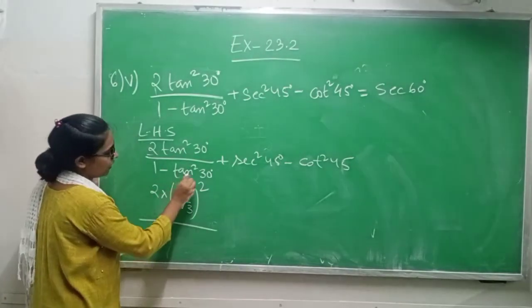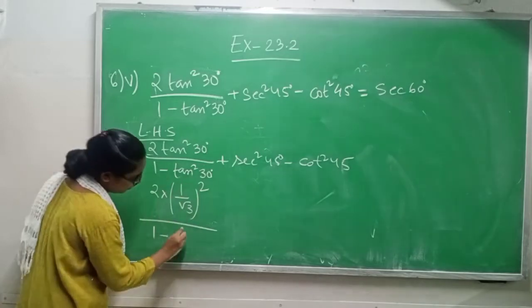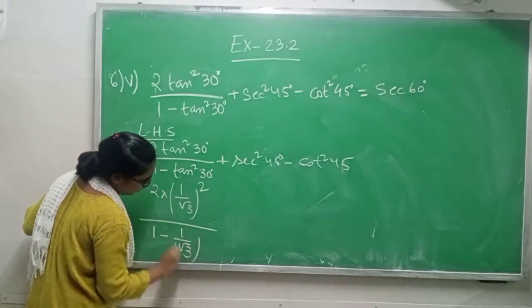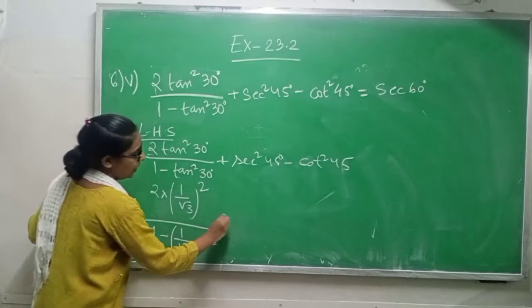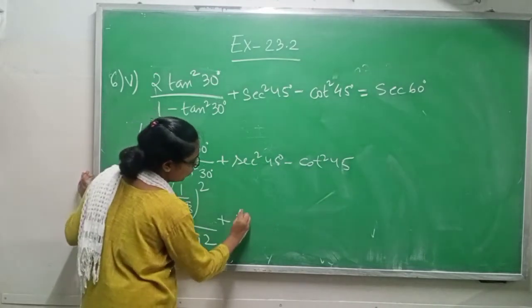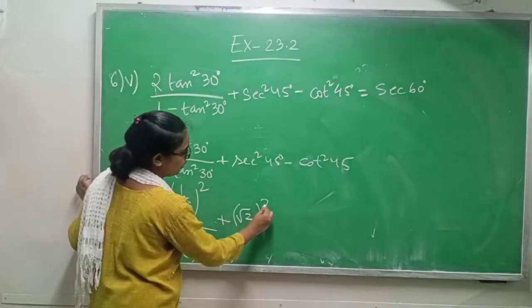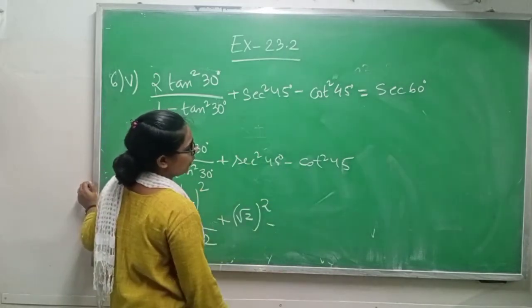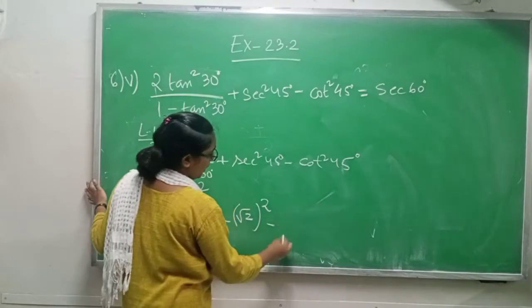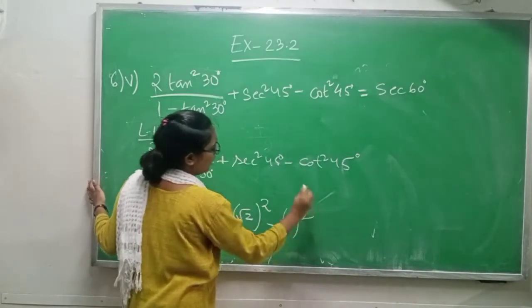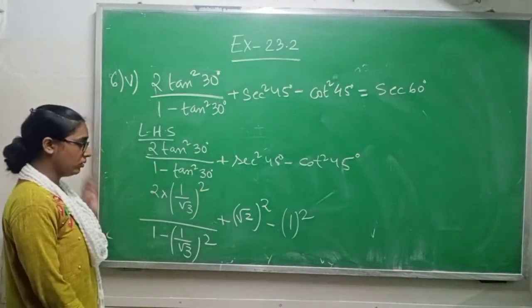1 minus tan square 30 degree. Tan 30 degree value is 1 by root 3 and you have to give whole. Plus sec square 45 degree. Sec 45 degree value is root 2 and since you have square you have to give square here. Cot square 45 degree. So cot 45 degree value is 1 and you will give 1 square. Up to here you all clear?